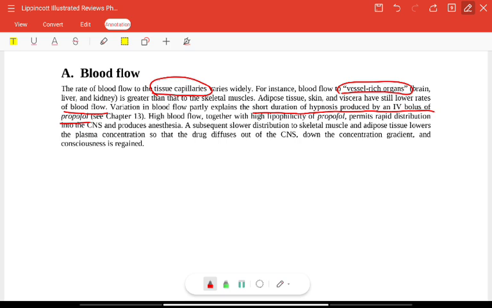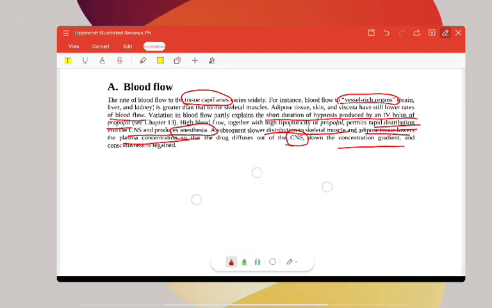Together with lipophilicity, it permits rapid distribution into the CNS and produces anesthesia. Lower distribution to the skeletal muscles and adipose tissue lowers the plasma concentration, so the drug diffuses out of the CNS down the concentration gradient and consciousness is regained. This is the phenomenon.